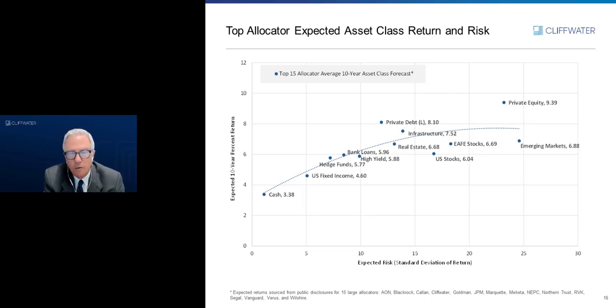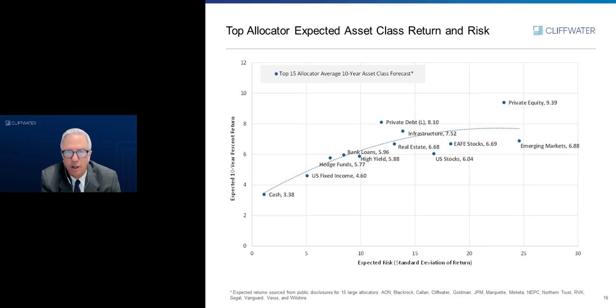So I'm turning now to something some of you have seen before. Basically, this is what Cliffwater thinks. How about the other allocators in the world? So I sampled from 15 of the largest allocators out there. You can look at the bottom and get the names, and then compute their average 10-year return expectation and their 10-year risk expectation, and then plot them. And then I fit a curve shown in the dotted line.